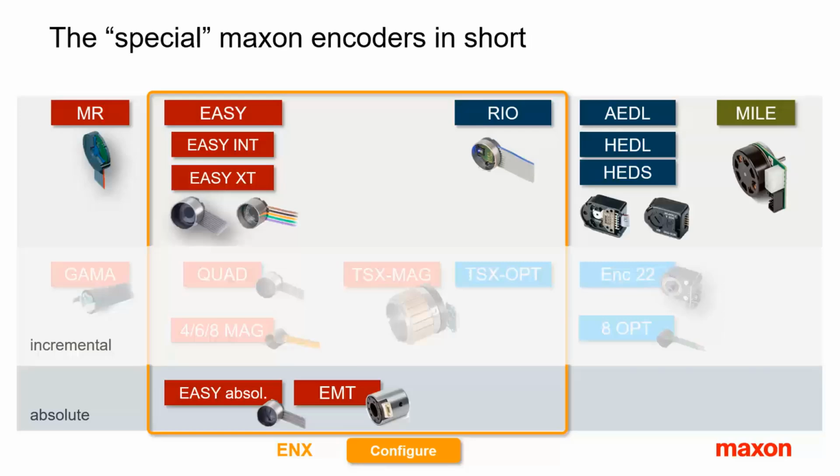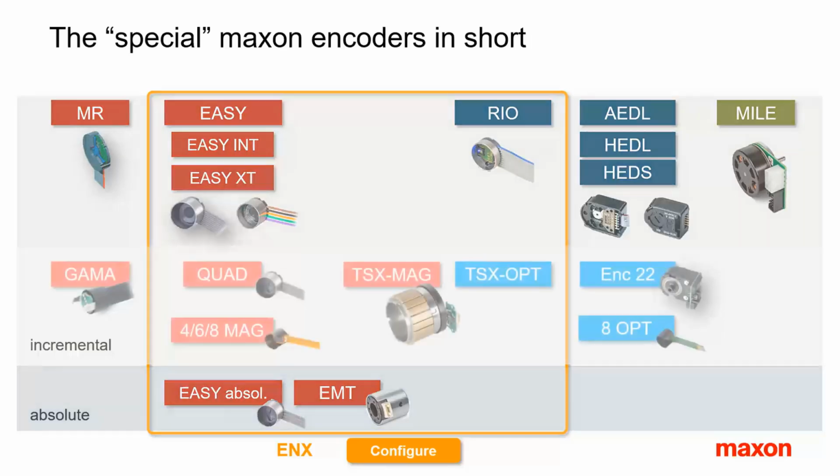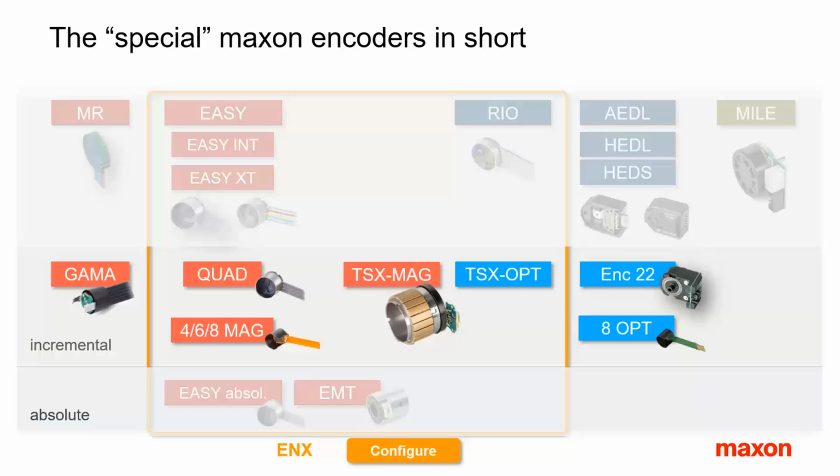After learning more on the main encoder families, let us have a short look at the specials. The Gamma is a low-resolution magnetic encoder for brushed motors. It operates with digital Hall sensors. It is to a certain degree insensitive to radiation and can be used in applications with exposure to X-rays or other ionizing radiations.